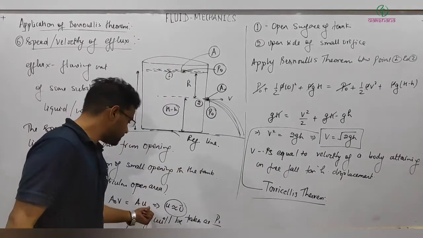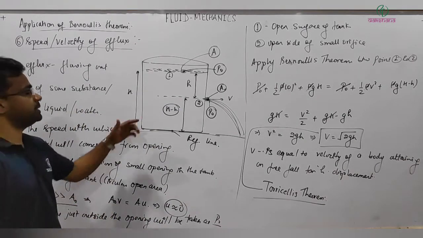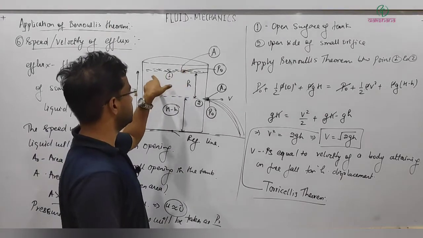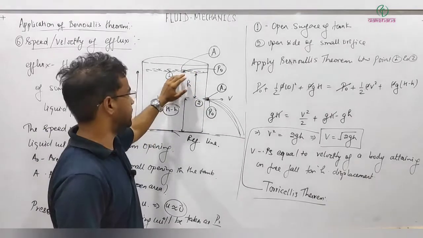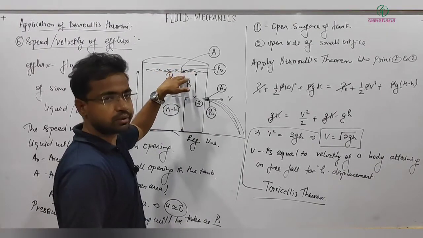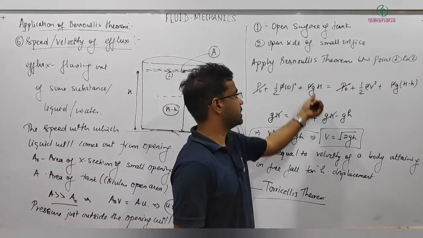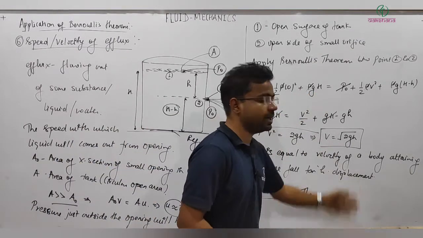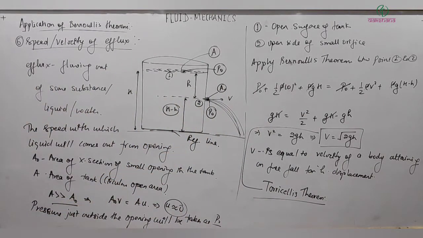Some assumption I am taking here, you should keep those things also in your mind. I am taking in this situation, this area is very large compared to this area, so that's why I am able to take the velocity of this open liquid level as very small or almost 0. So with the help of that we are getting this expression. It's still not over. Let me erase and let me tell you a few more things about this concept.